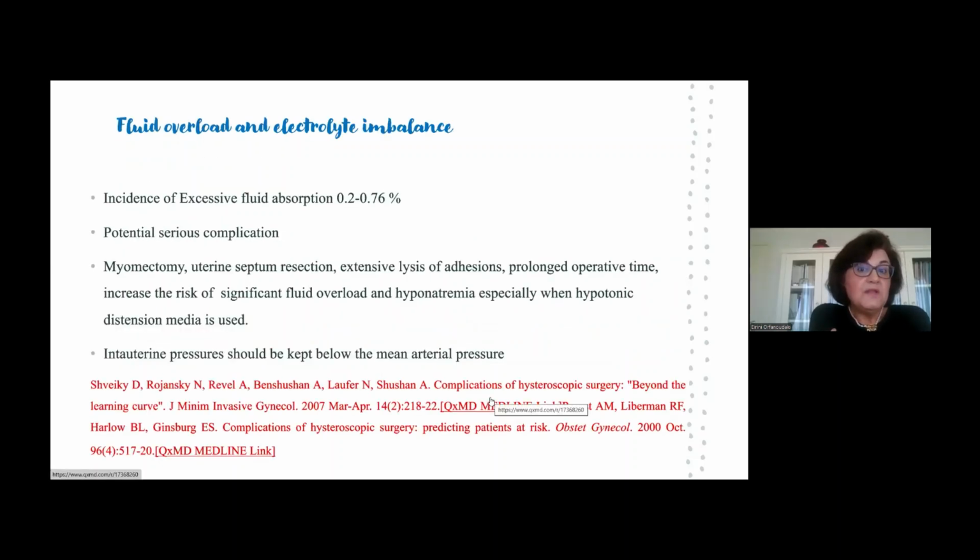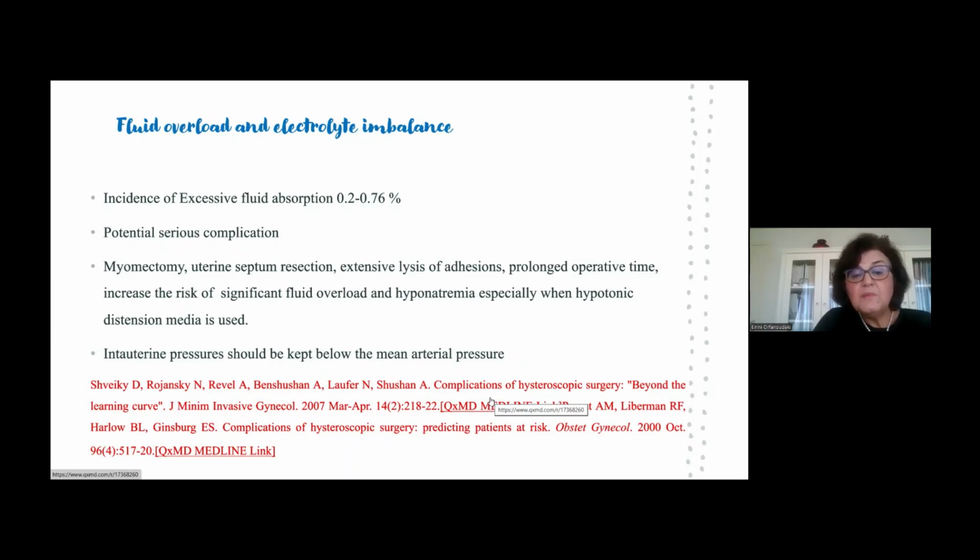Fluid overload and electrolyte imbalance: incidence 0.2 to 0.70%. It is a potentially serious complication after myomectomy, uterine septum resection, or extensive lysis of adhesions. Prolonged operative time increases the risk of significant fluid overload and hyponatremia, especially when hypotonic distension media is used.